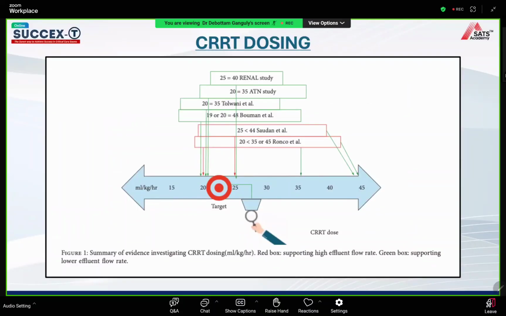So what do the studies say? If you go through the studies, there are multiple studies regarding the exact dose of CRRT, and it comes to around 20 to 25 ml per kg per hour. The dose is usually written as ml per kg per hour. There was a study with a high rate, around 35 to 40, compared with 20 to 25. So most of the studies have ultimately been discussed.